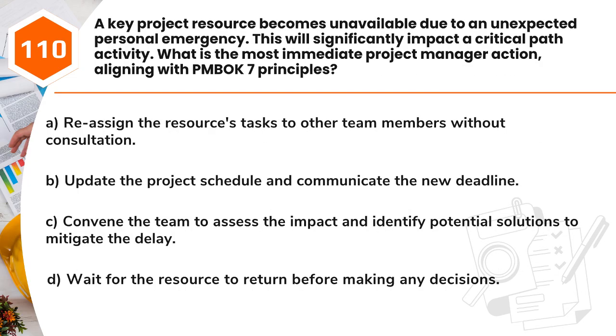Question 110. A key project resource becomes unavailable due to an unexpected personal emergency. This will significantly impact a critical path activity. What is the most immediate project manager action, aligning with PMBOK 7 principles? A. Reassign the resource's tasks to other team members without consultation. B. Update the project's schedule and communicate the new deadline. C. Convene the team to assess the impact and identify potential solutions to mitigate the delay. D. Wait for the resource to return before making any decisions.